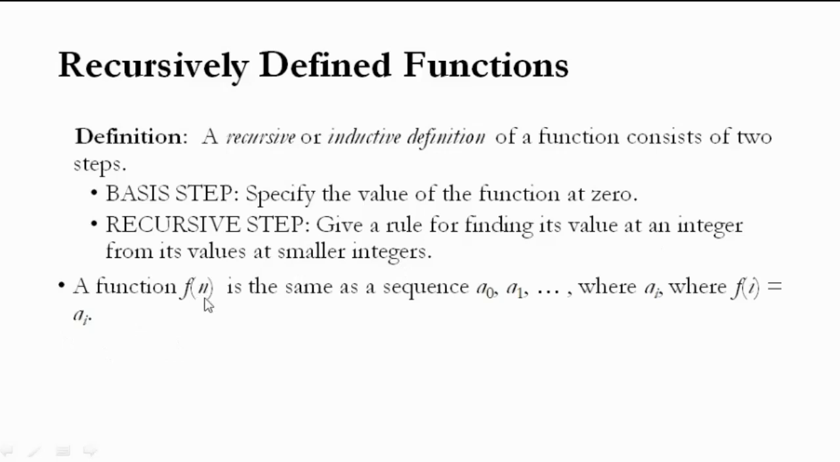So a function f(n) is the same as the sequence a0, a1, and so on up to ai, where f(i) is equal to ai. That means you start with 0, then 1, 2, 3, 4, and go up to the n value that was mentioned. For example, if you are calculating 5 factorial, then 5 into 4 into 3 into 2 into 1 into 0. So it is done in reverse, and you can also do it in the forward direction.